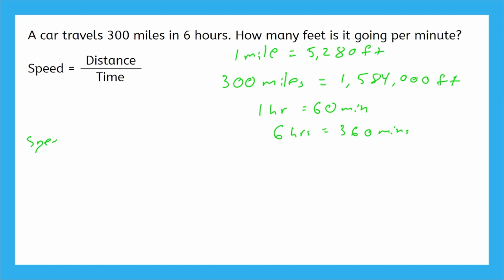Now that we've converted both, we can plug them into the formula for speed. All that's left to do is divide, and we get 4,400 feet per minute. Again, the same problem could be done using dimensional analysis. So I encourage you to try it yourself and see if you get the same answer.